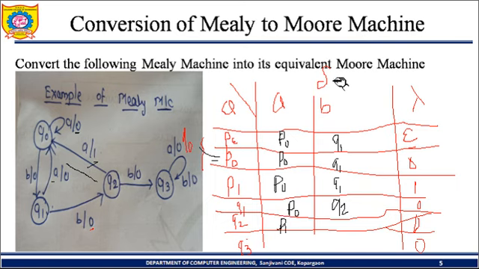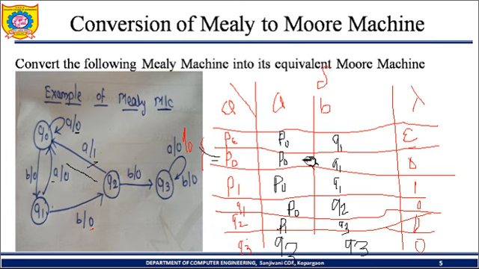Okay, Q2 after reaching B, where will it be? It will be in Q3, and for Q3 there is no splitting, so it will remain Q3. Now Q3 after reaching A and B: Q3 after reaching A will be in Q3, and there is no splitting of Q3, so I'll write Q3 here. And Q3 after reaching B is again in the same state, Q3. So this is the transition table for the Mealy machine.